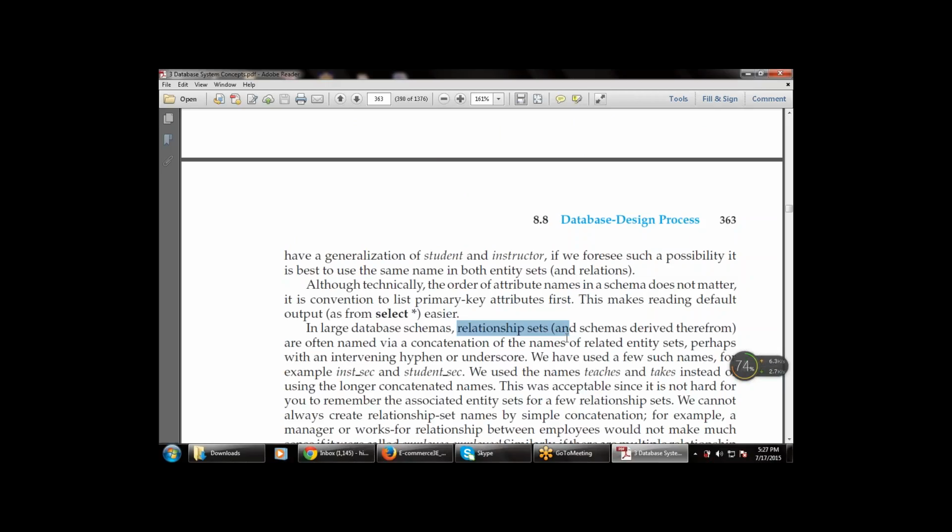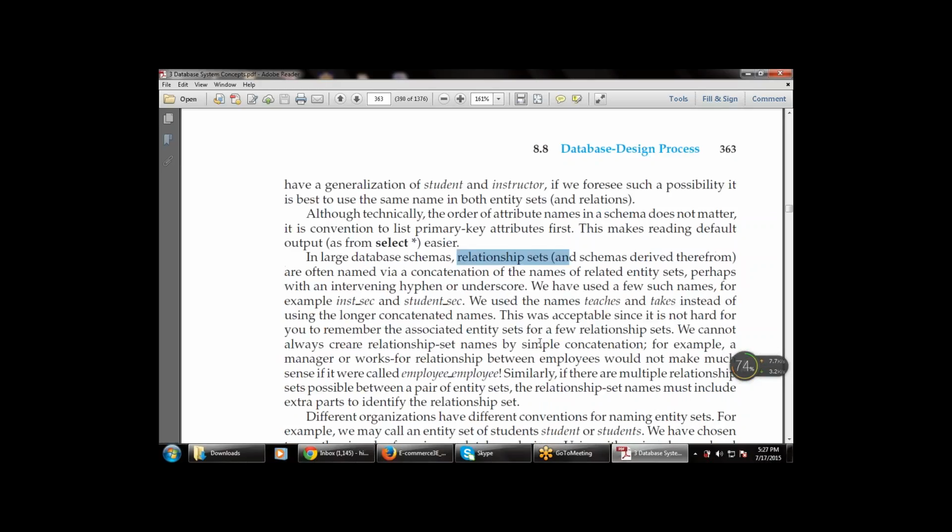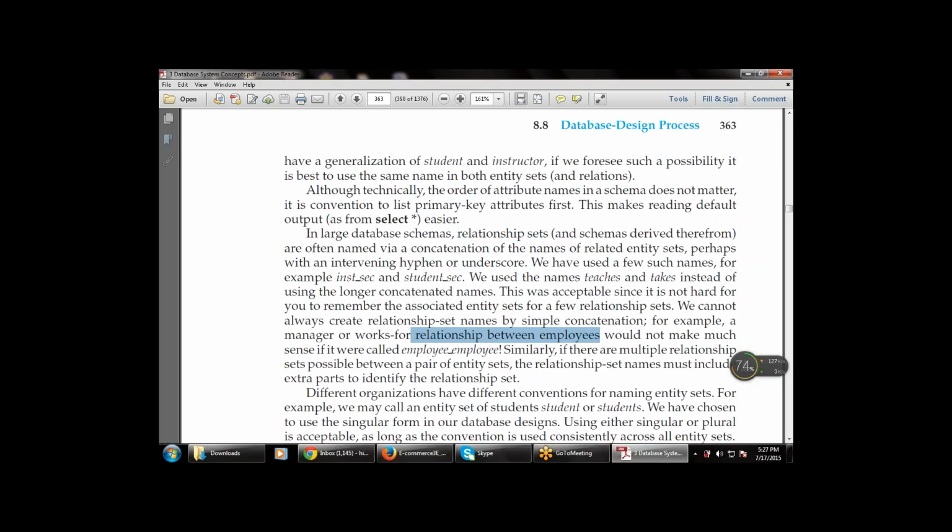We have used a few such names, for example, instructor section and student section. We use the names teaches and takes instead of using long concatenated names. This was acceptable since it is not hard for you to remember the associated entity sets for a few relationship sets. We cannot always create relationship set names by simply using concatenation.